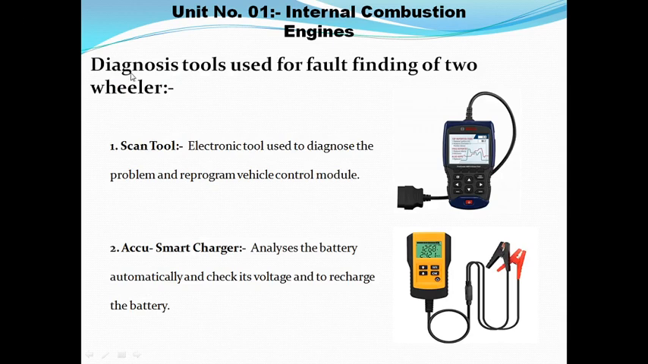Next are the diagnosis tools used for fault finding in two-wheelers. How to find a fault in the two-wheeler system? We can use these different tools. First is the scan tool. This type of tool is called a scan tool. It is connected to the electronic control module. It is a unique electronic tool used to diagnose problems and reprogram the vehicle control module.